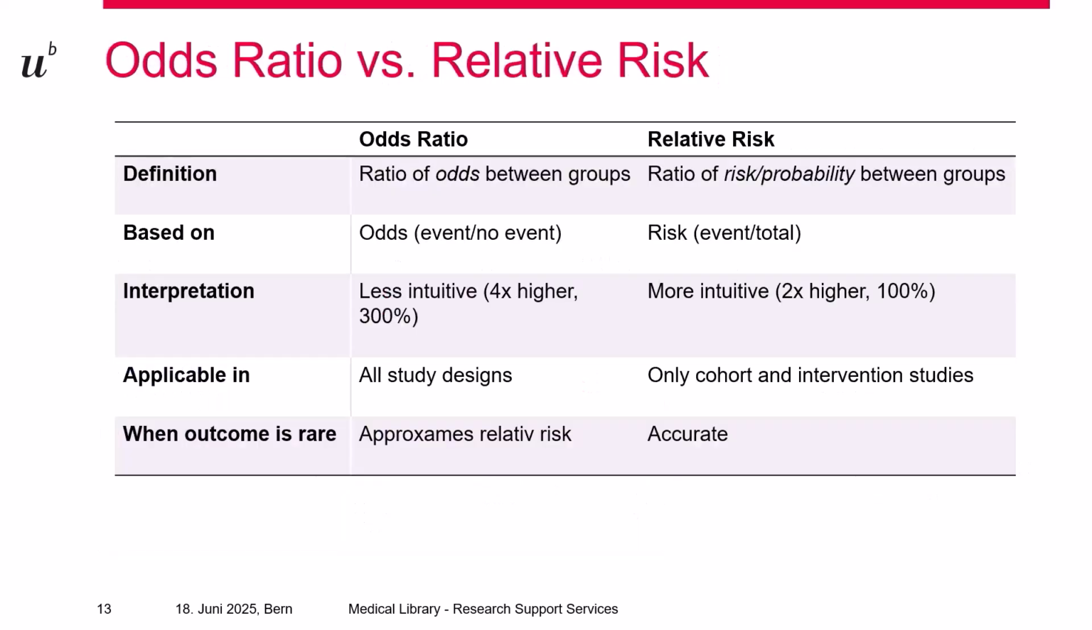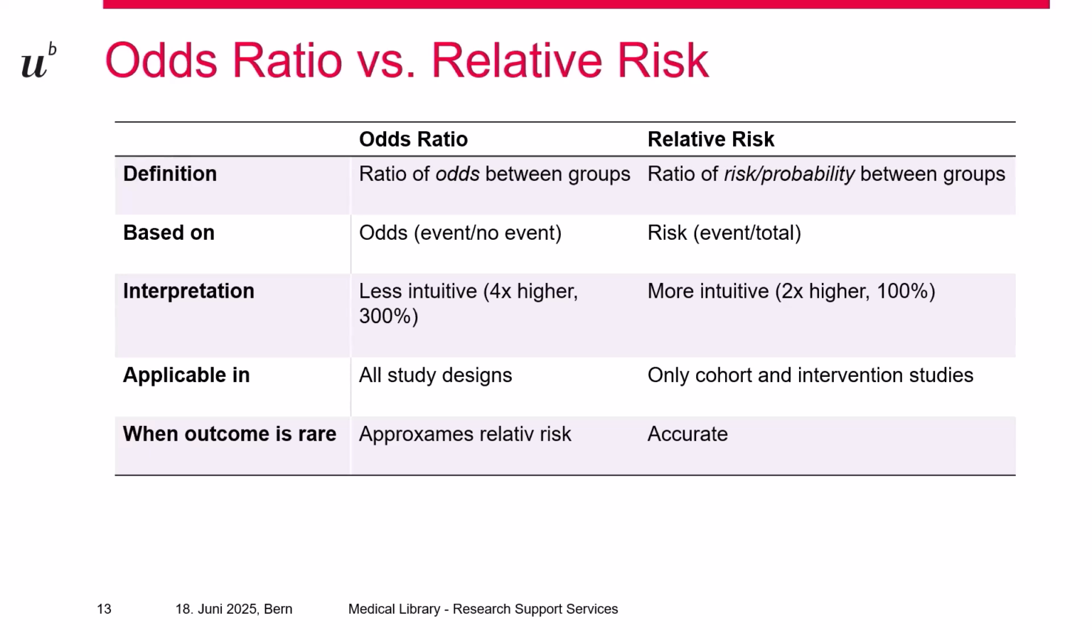So why did I show you the odds ratio, even though relative risk is much more intuitive to understand? The reason is that the odds ratio can be applied to all study designs, unlike relative risk. For example, the relative risk doesn't work in case-control studies because, as you've seen in the example, there we just look at the outcome. We just look at who has cancer and who doesn't. And then we look back in time to see who smoked and who didn't. But we don't know the actual group size. And that's why we can't calculate the relative risk. So we can only estimate the relative risk via the odds ratio.